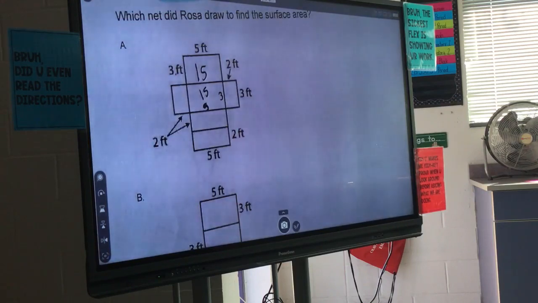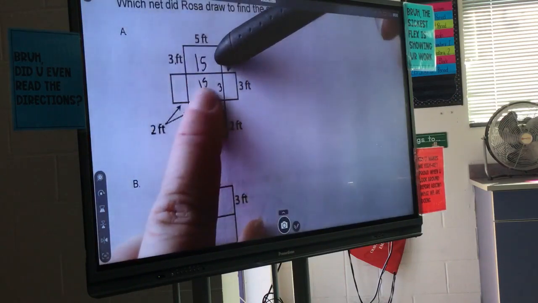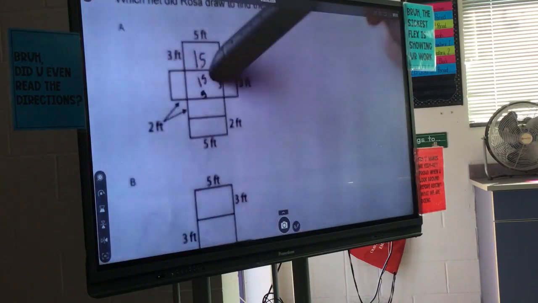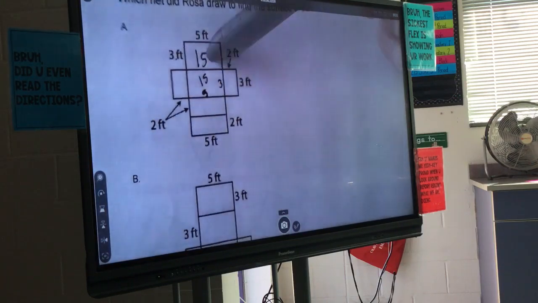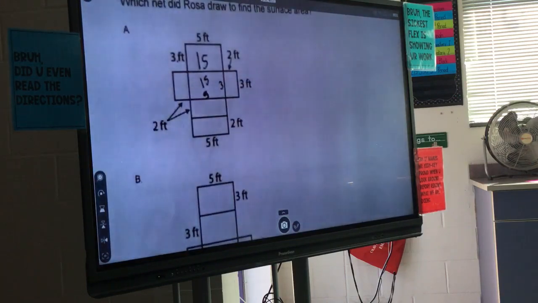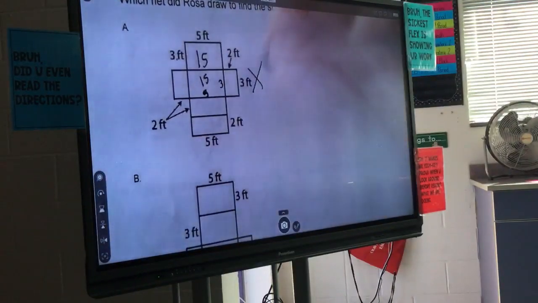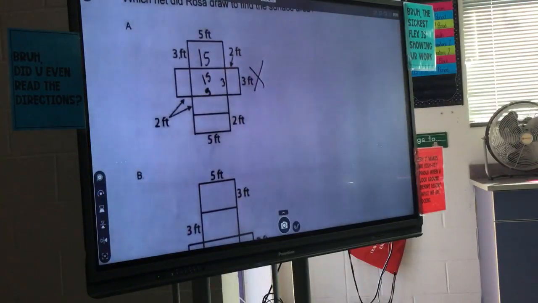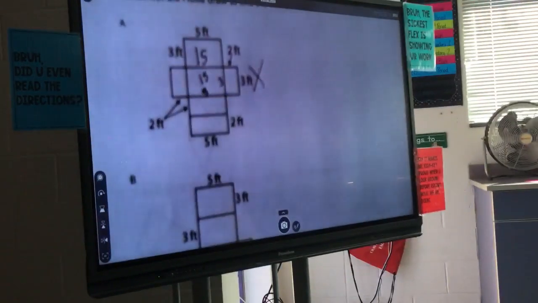Yes, they have to be parallel, which means they never intersect, which means they cannot be next to each other. So 15 and 15, if they're the same base, cannot be here and here. There has to be a space in between these two numbers. So therefore, we know that this is wrong. That cannot be our answer. Does everybody understand why? Is there anybody who doesn't understand?